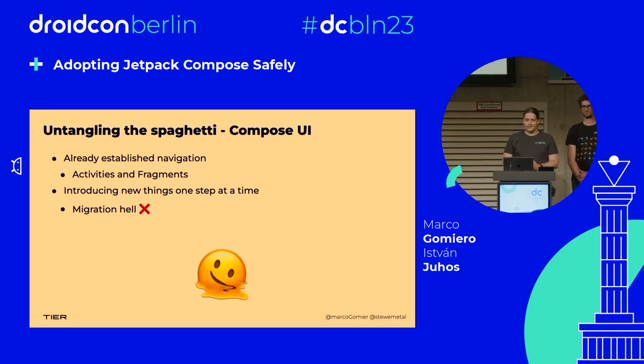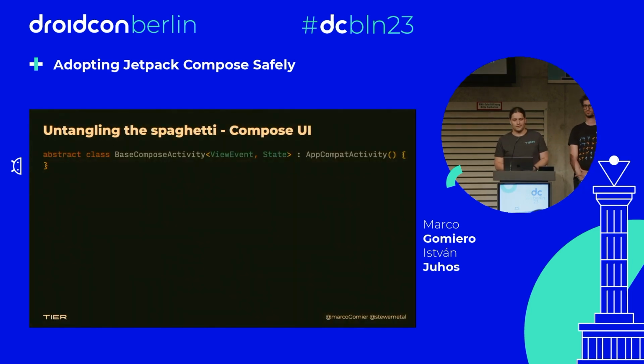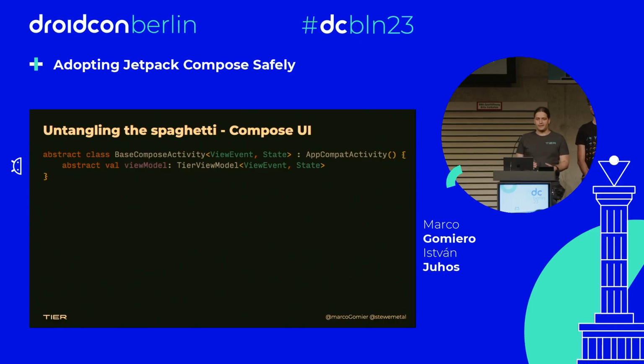What we did instead, that we left the activities and fragments alone, but we created new base classes for activities and fragments that could interface well with our new view models, but could still host compose. So for this, in this example, we created base compose activity. Of course, it has a pair, base compose fragment. What this has by default is the need of having a view model. And these classes could also handle view events and state. So you had to define the types of these things beforehand when you implement these.